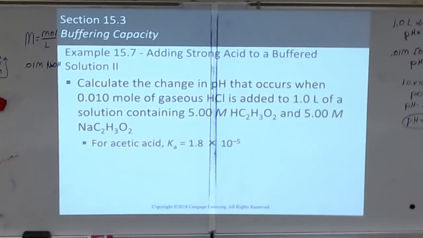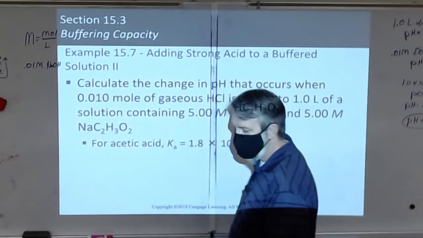You can absorb a lot of acid or base. Okay? So let's try this. Let's calculate the change in pH that occurs when 0.01 mole of gaseous hydrogen chloride is added to 1 liter of a solution which contains 5 molar acetic acid and 5 molar sodium acetate. And again, for acetic acid, the Ka is 1.8 times 10 to the minus fifth. Go. And yes, you can use your previous examples to help you out.